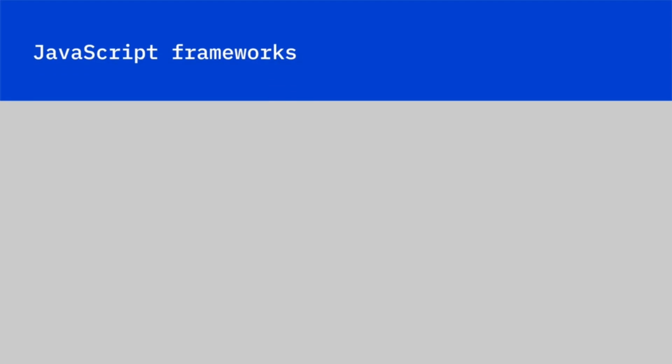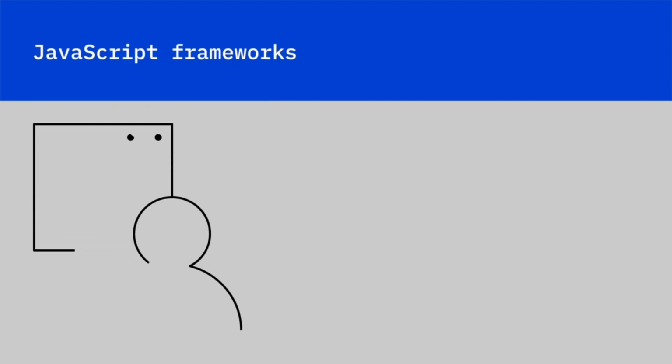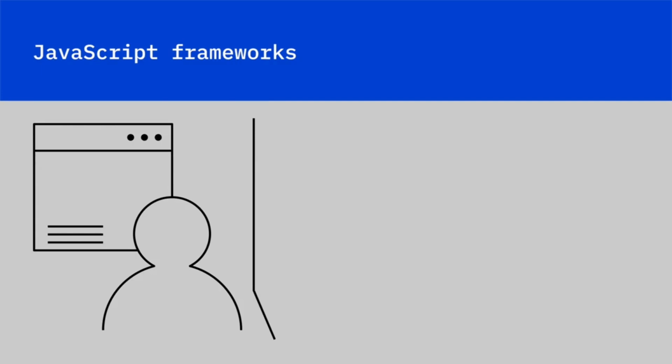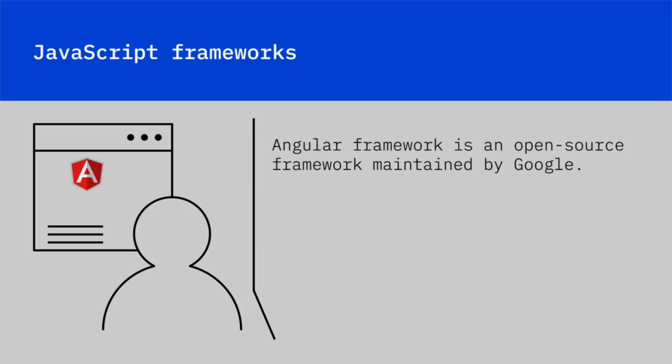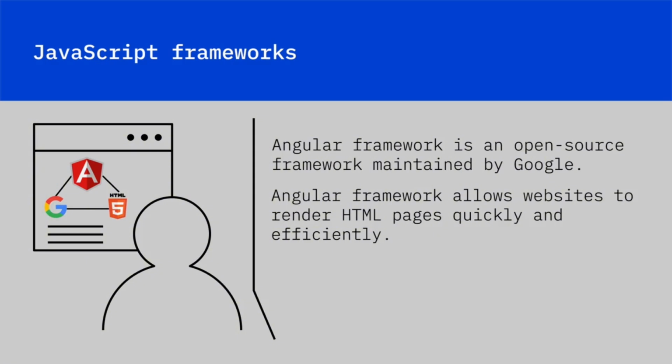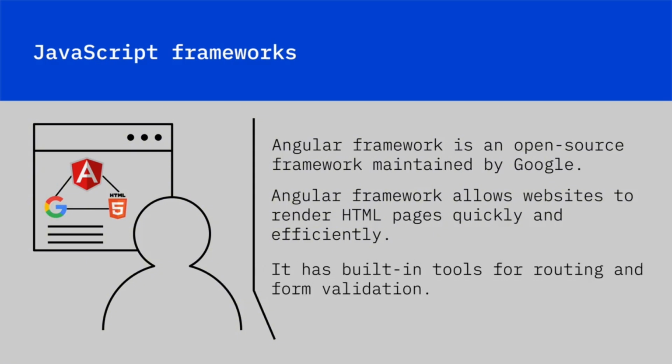A JavaScript framework is an application framework that is written in JavaScript. Programmers can manipulate the different functions, use them wherever required, and can create device-responsive applications. A few examples of several frameworks being used are Angular Framework, an open-source framework being maintained by Google. Angular frameworks allow websites to render the HTML pages quickly and efficiently. It has built-in tools for routing and form validation.